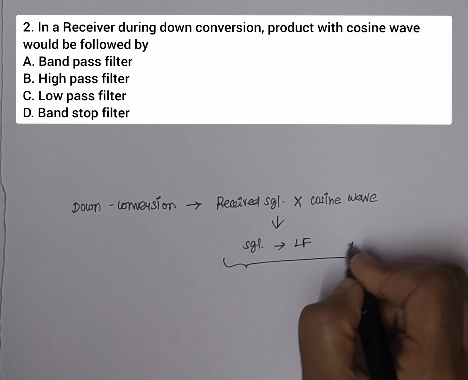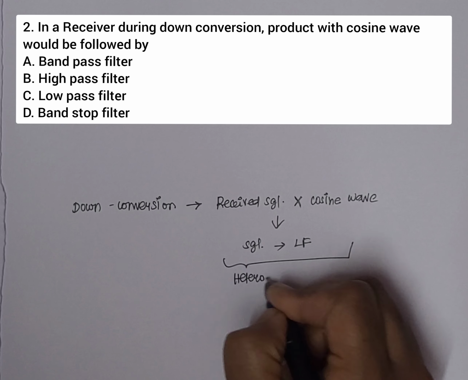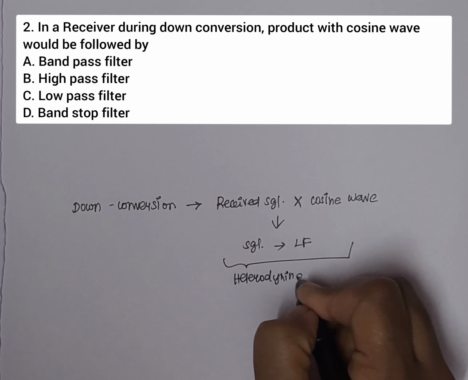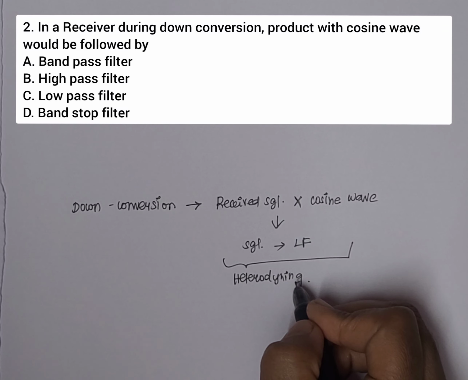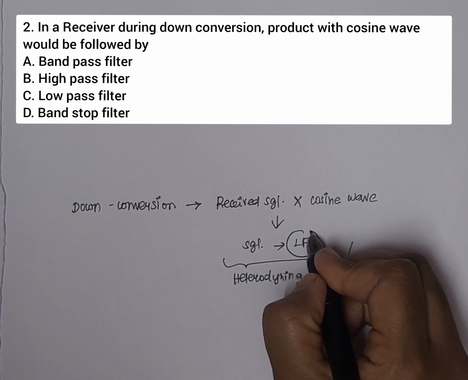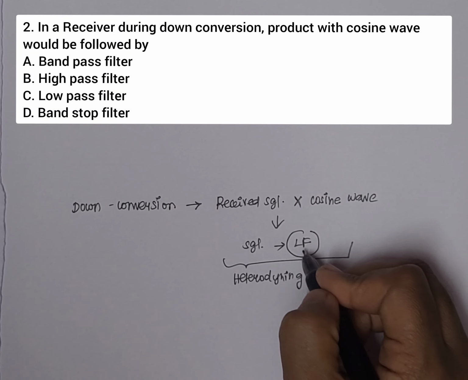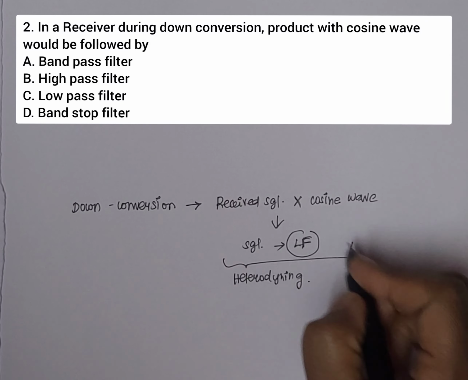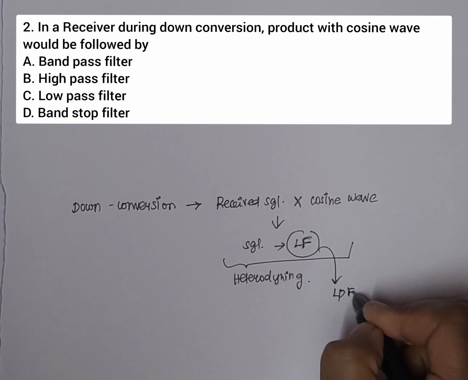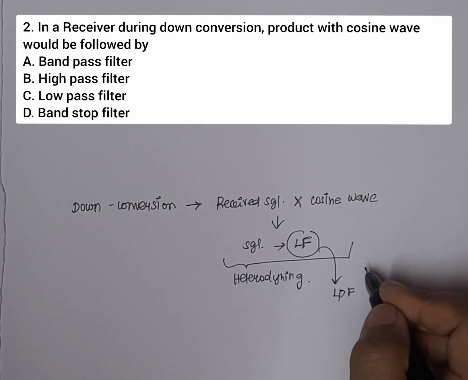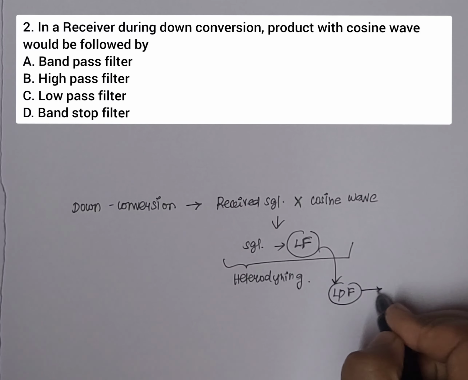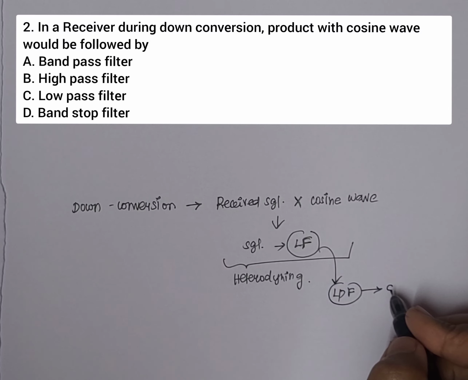This process is called heterodyning. After this process, we will have the combination of the original signal and its image, both at lower frequencies. To separate the desired signal from the other signal, since we have low frequencies over here, a low pass filter will be used to remove the higher frequency components. From the given options, low pass filter is available under option C, which is our correct answer.